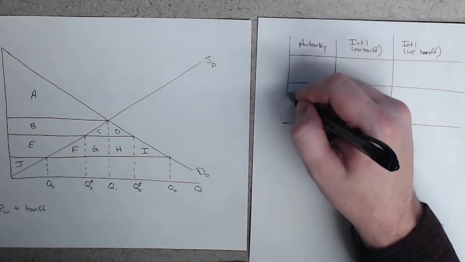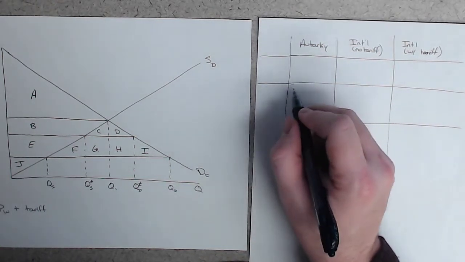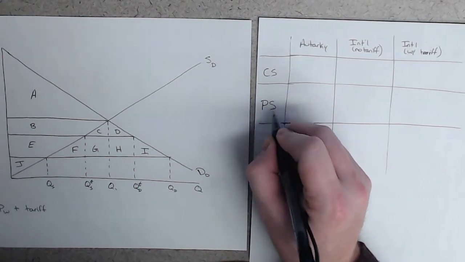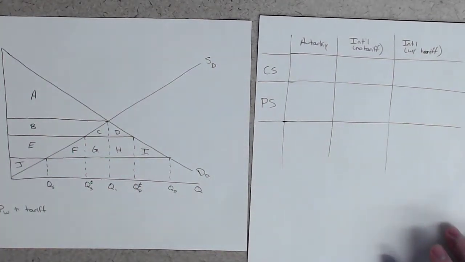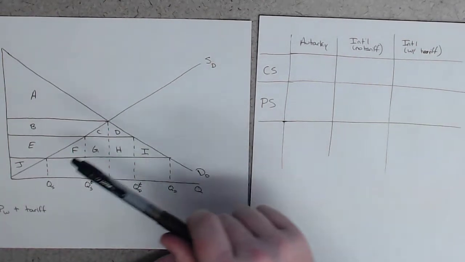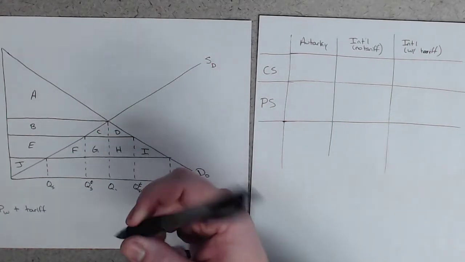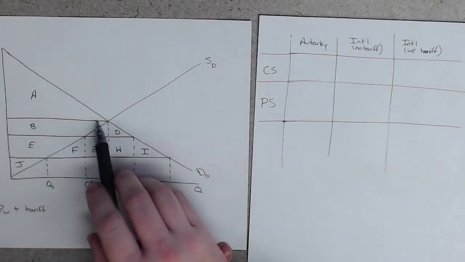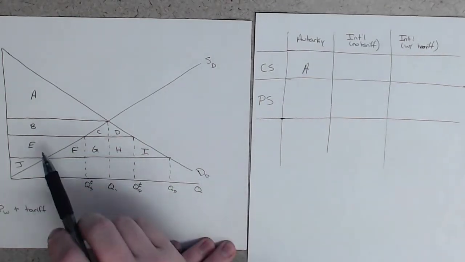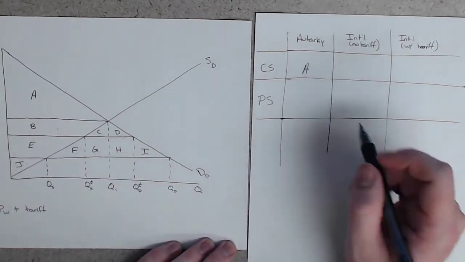Okay, and we're concerned with the consumer surplus and the producer surplus, but I'm going to leave some space down at the bottom. Okay, so under autarky, let's just do this real quick. The consumer surplus, if we have autarky, is just A. And the producer surplus is B, E, and J.